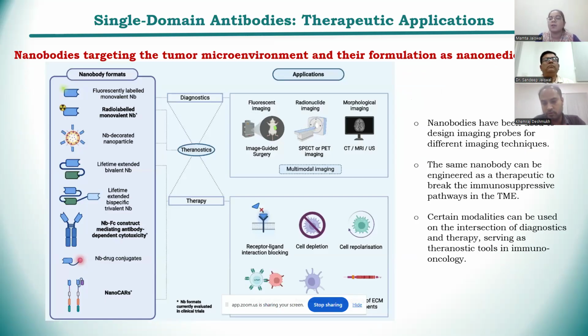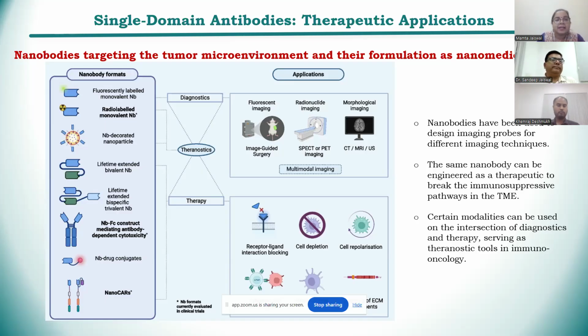The same nanobody also can be engineered as a therapeutic to break immunosuppressive response, and this can be a good target for a theranostic tool where precision therapy is required. Various nanobody formats are used, and people are trying to make them, and they have seen that nanobodies are quite stable in various formats. Like they can be labeled easily with the fluorescent molecule.